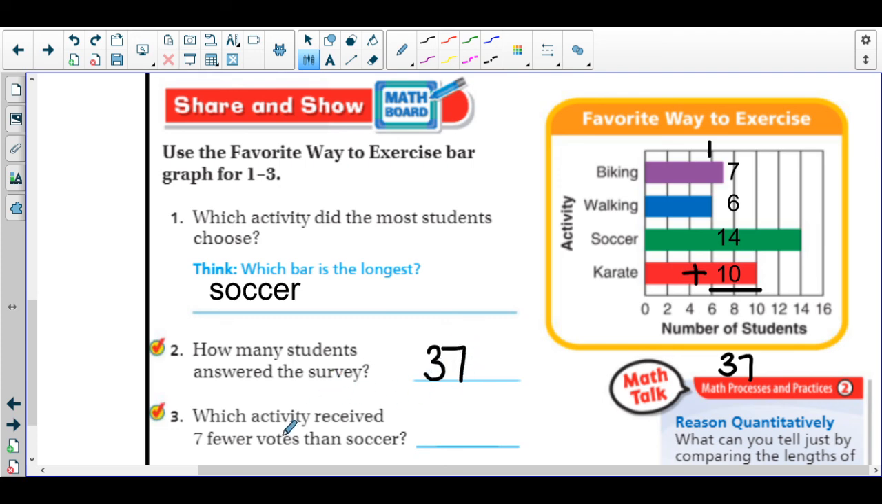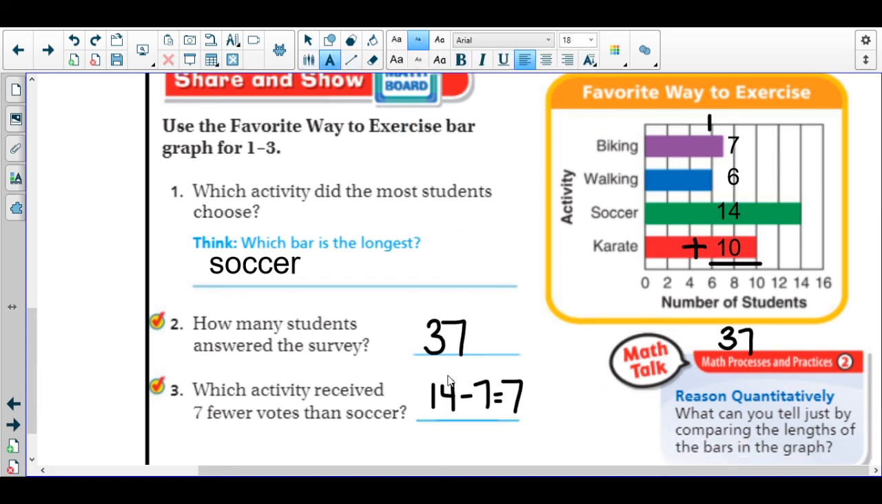Which activity received 7 fewer votes than soccer? Well, we know soccer is 14, right? And so what we're looking for is the one that, let's see, 14 minus 7 equals 7. So we are looking for the activity with 7 votes, and that is going to be biking. And there you have it.